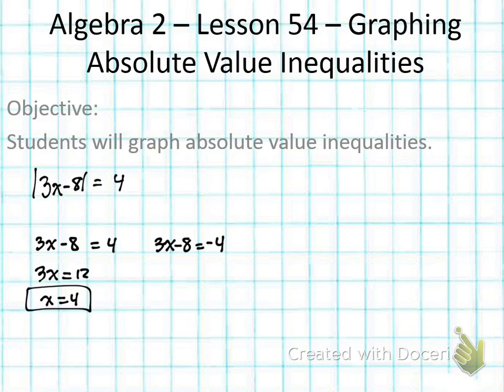Okay, then you solve each of these, 3x is equal to 12, so x is equal to 4, and then the other one is you're going to add 8 on both sides, so you got 3x is equal to positive 4, so x is equal to 4/3. Okay. So these are your 2 answers. You're going to have problems like this tonight.